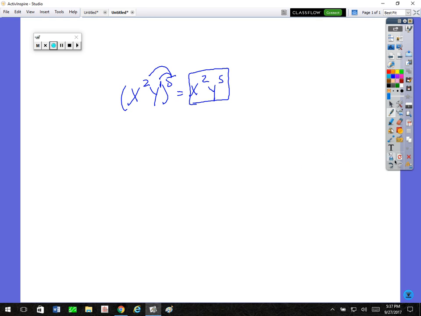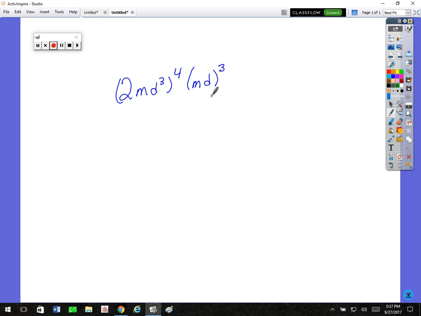Let's try a little bit of a combination. What if I have 2md to the third, raised to the fourth power, times md raised to the third power?